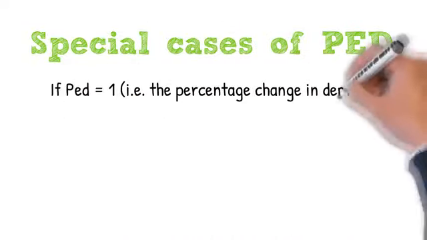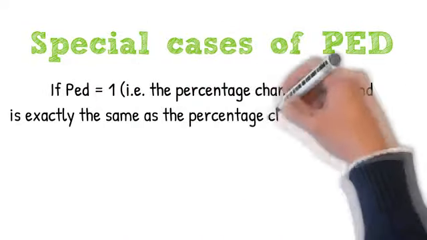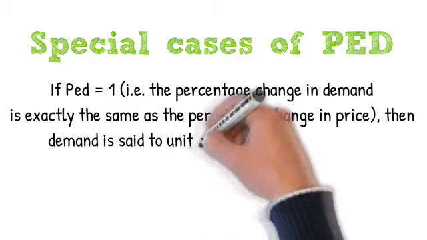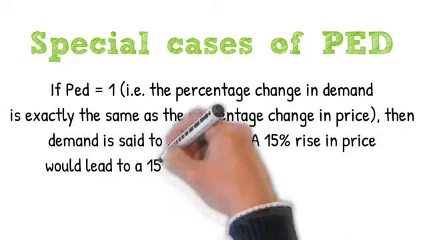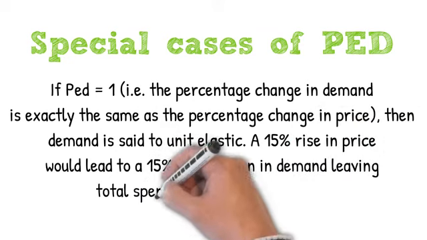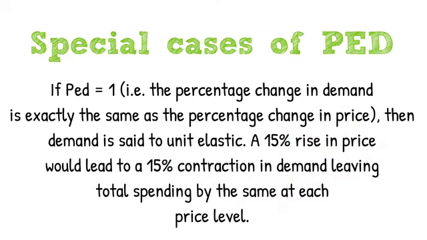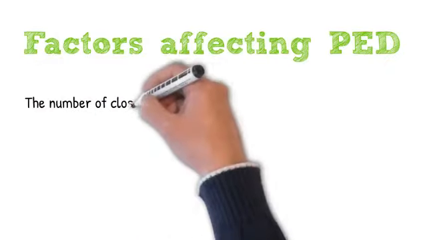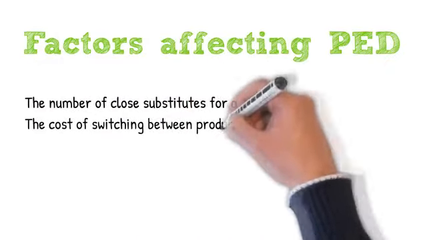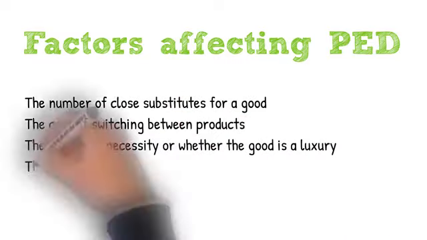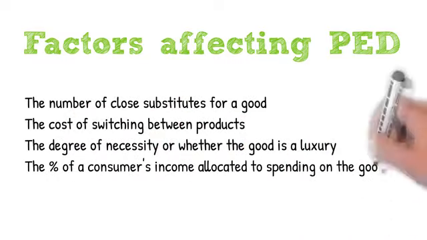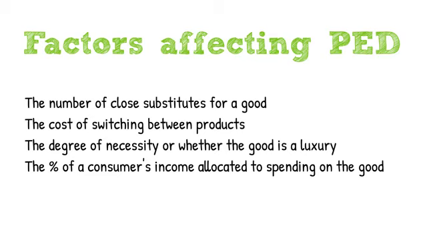If PED equals 1, then demand is said to be unit elastic. A 15% rise in price would lead to a 15% contraction in demand, leaving total spending the same at each price level. The following factors affect PED: the number of close substitutes for a good. The more close substitutes in the market, the more elastic demand, because consumers can easily switch their demand if the price of one product changes relative to another.